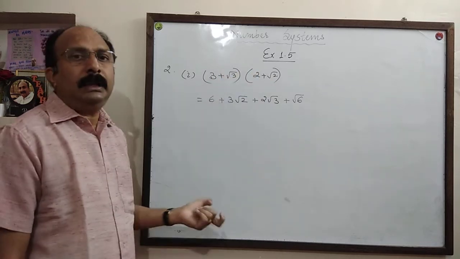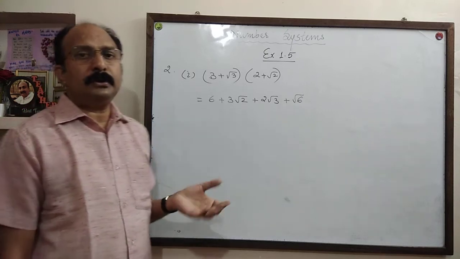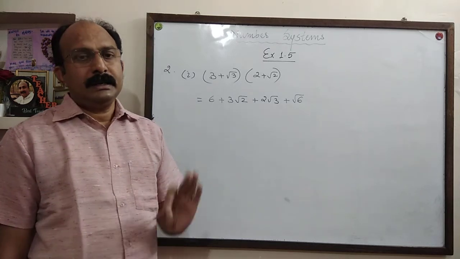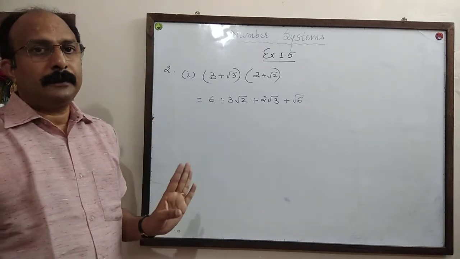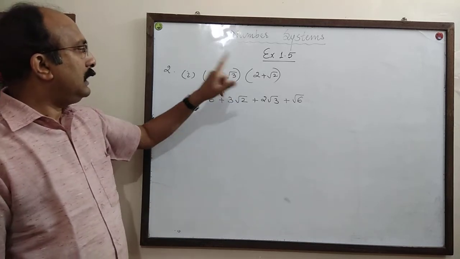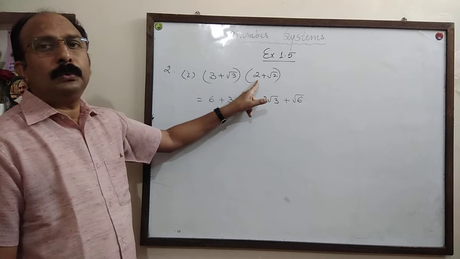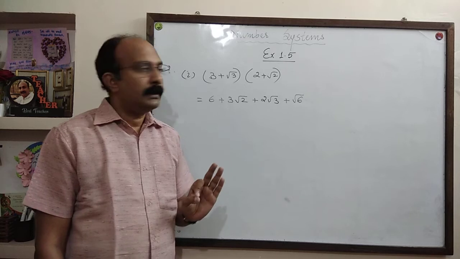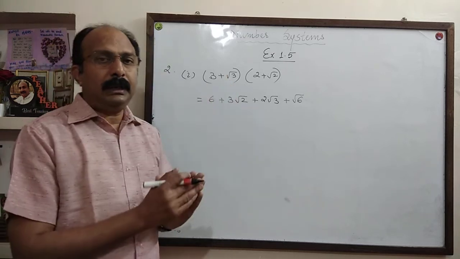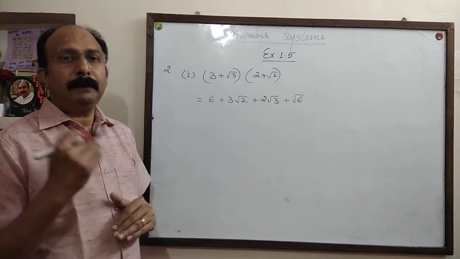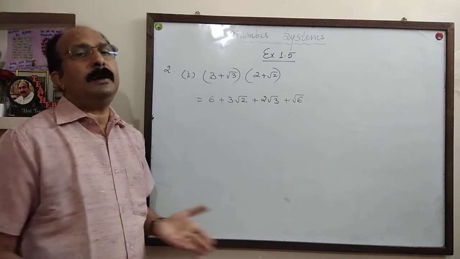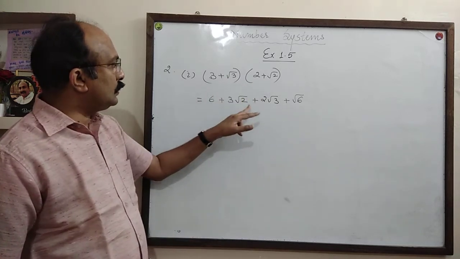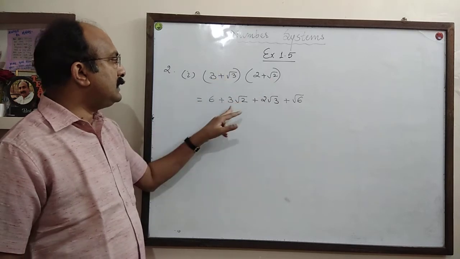These root 2, root 3 are also known as surds, S-U-R-D-S. These surds are to be treated just like x and y in your algebra. Means root 3 and 2 cannot be multiplied together. It is not root 6. Root 3 will remain as root 3. Root 3 can be multiplied with only another root number, not with a rational number. So root 3 into 2 is 2 root 3. 3 into root 2 is 3 root 2.